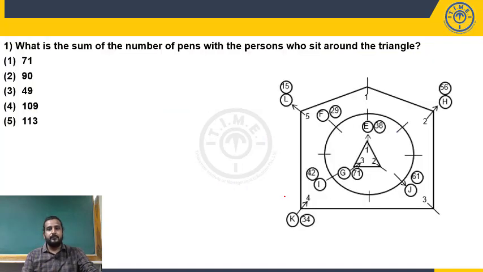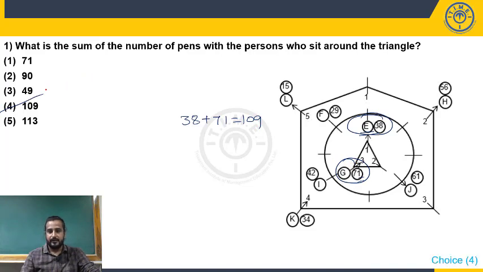What is the sum of the number of pens with the persons who sit around the triangle? E is at the triangle, G is also at the triangle, right? Two persons. So what are the numbers of pens with them? 38 plus 71, 109. E, G. Choice 4. Very simple, right? So just follow the instructions to complete the arrangement.